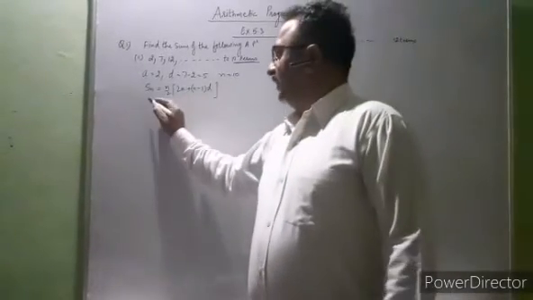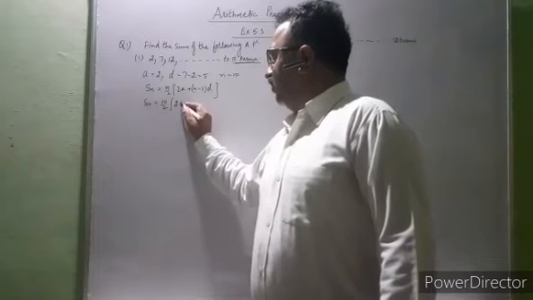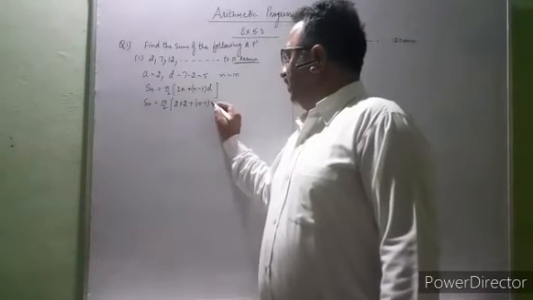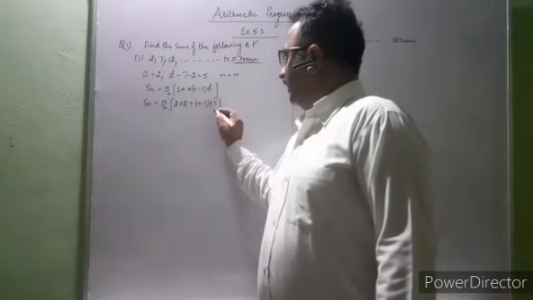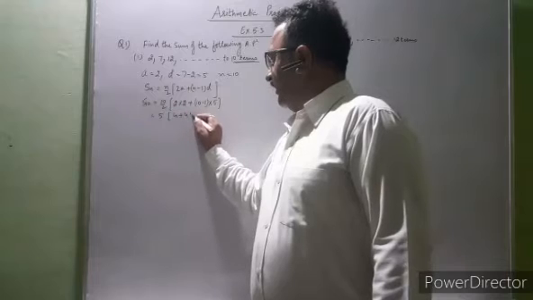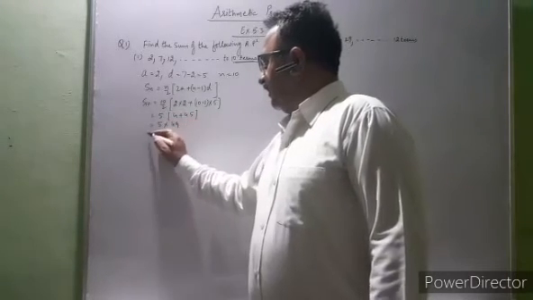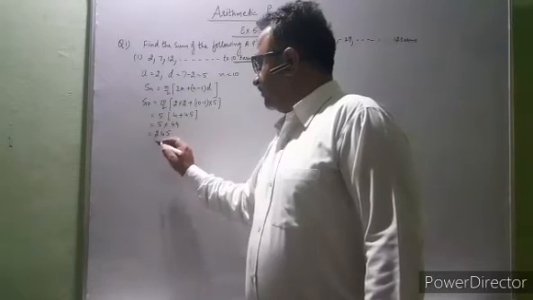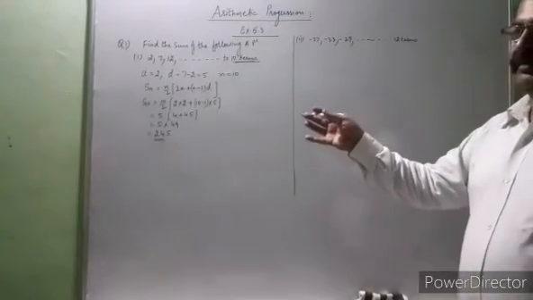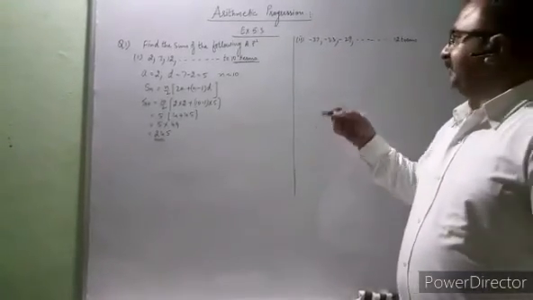Fill up the values. S10 equals 10 by 2 into (2 into 2 plus (10 minus 1) into 5). So 5, if you cancel it, into (4 plus 45). It is 5 into 49, that is 245. So the sum of n terms is how much? 245. This is the simplest problem. Now let's take one more question of this type.